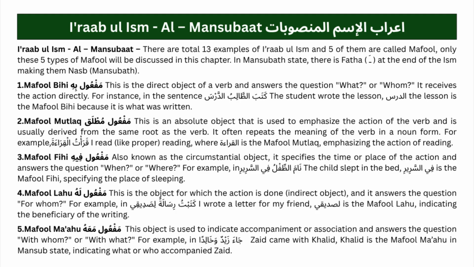Fifth, maf'ul ma'ahu. This object is used to indicate accompaniment or association and answers the question with whom or with what. For example, in ja'a Zaydun wa Khalidan, Zaid came with Khalid. Khalid is the maf'ul ma'ahu in mansub state, indicating what or who accompanied Zaid.